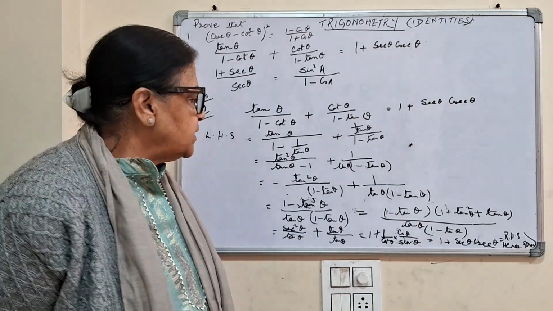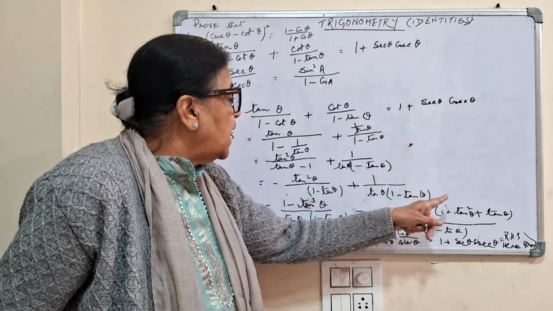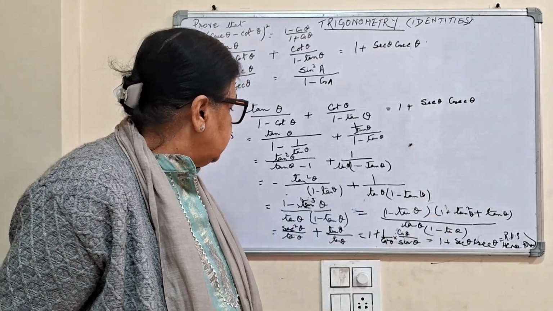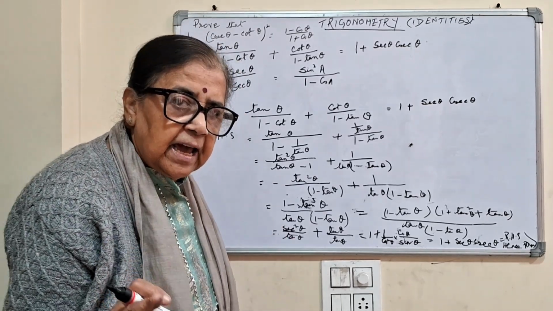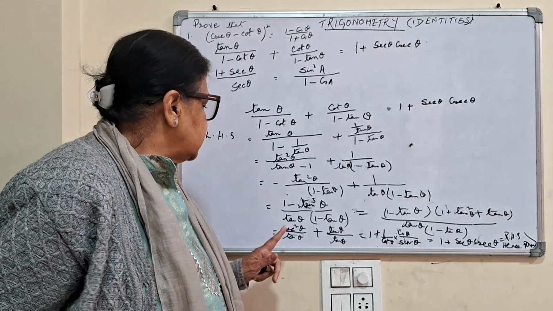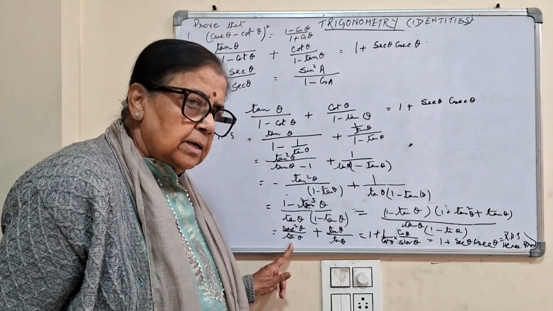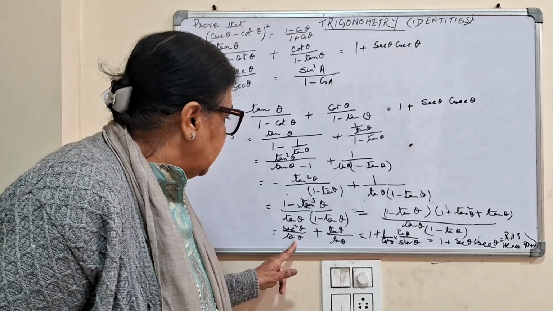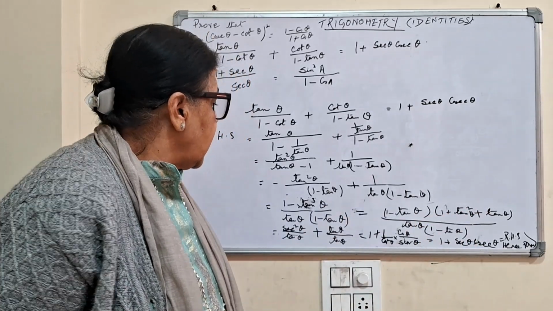I am left with tan theta. Now tan theta I divide: 1 plus tan square theta is sec square theta. Yes, that is the identity I have used. And sec square theta divided by tan theta, again tan theta by tan theta.